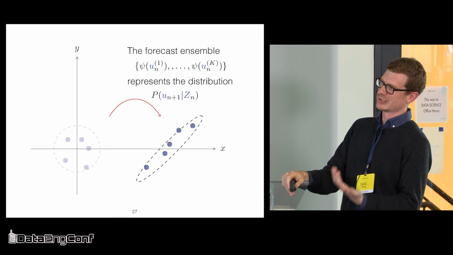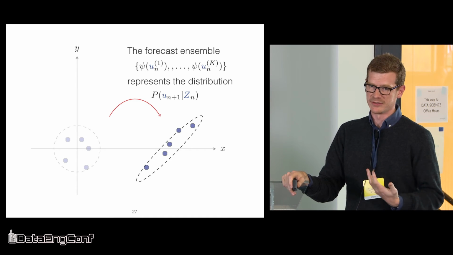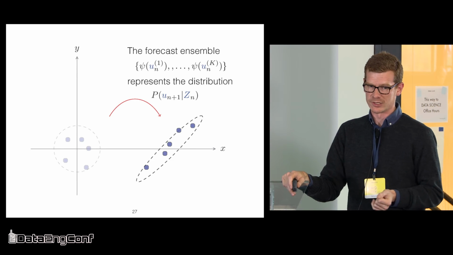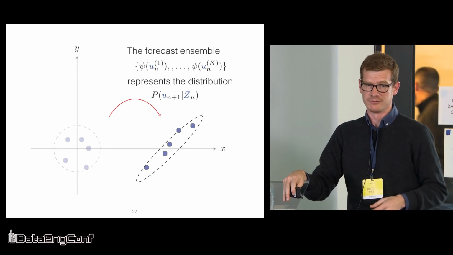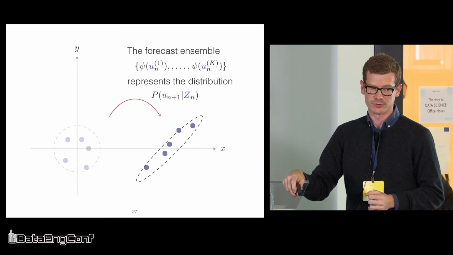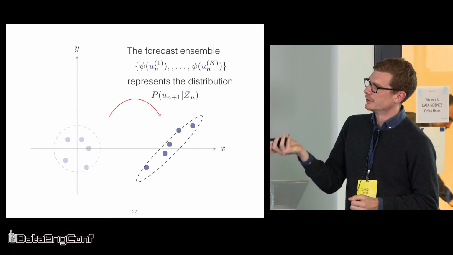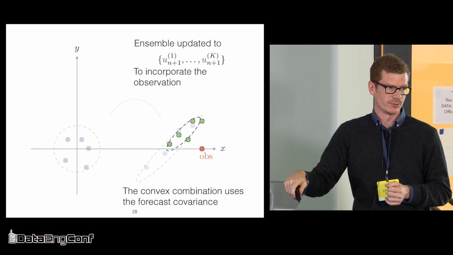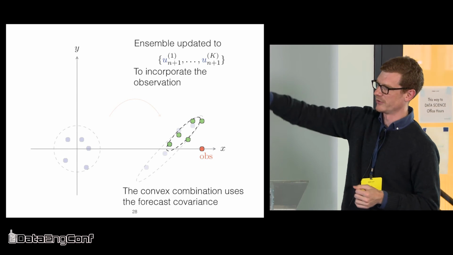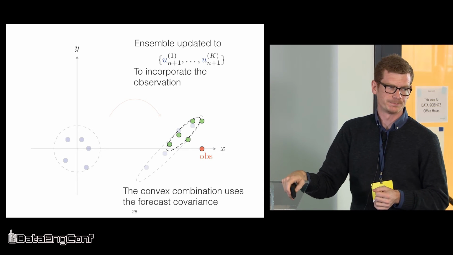In particular, you can use the empirical mean of this to figure out what is the mean of the forecast distribution, or approximate it. You can use the empirical covariance to figure out how much you trust that distribution. You then make an observation, and you shift each one of those particles using the Kalman formula. And this gives you a new empirical representation of a posterior.